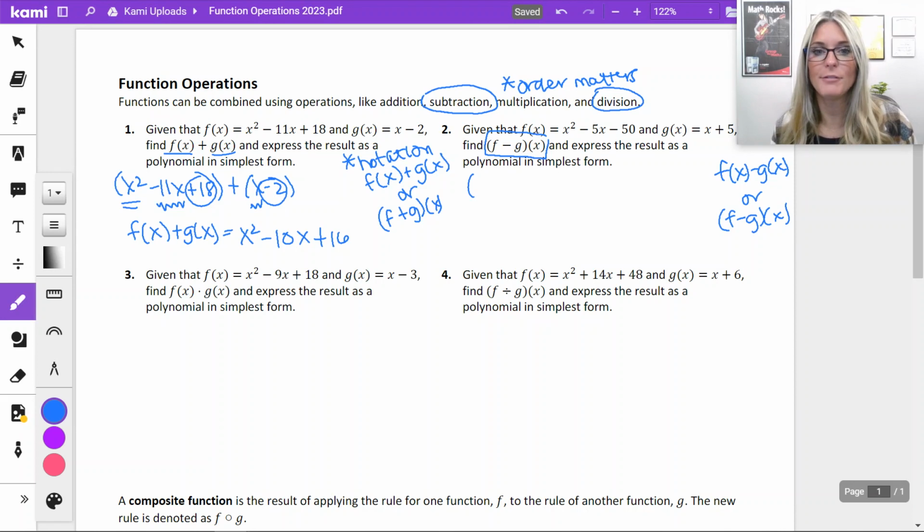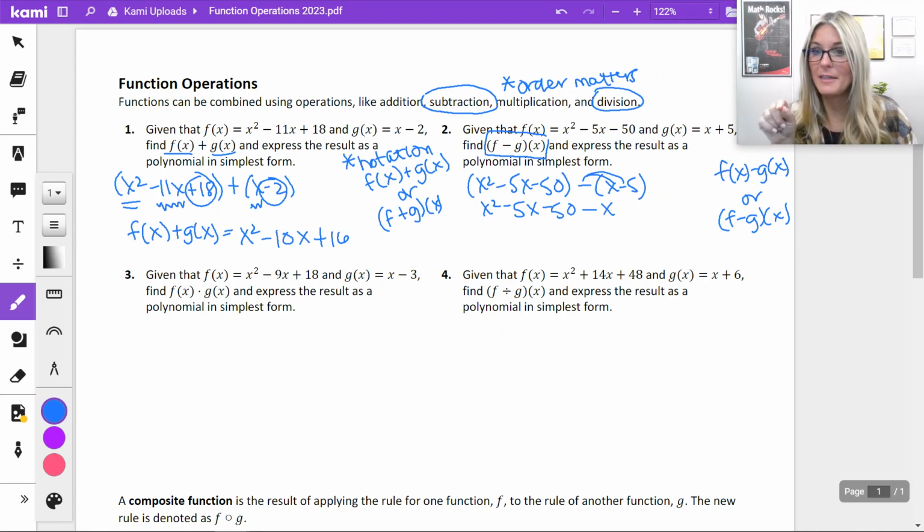So make sure you write f first. X squared minus 5x minus 50 minus x minus 5. When we subtracted polynomials, we distributed that subtraction sign through so we don't mess up the operation when we combine like terms. So going ahead and distributing that now and getting a negative x plus 5. I'm just going to be combining like terms. So again, I'm going to go ahead and label for my final answer f minus g of x equals.